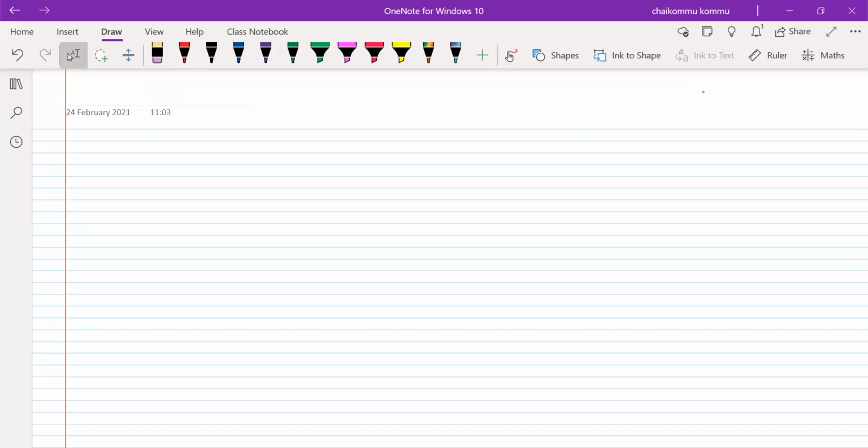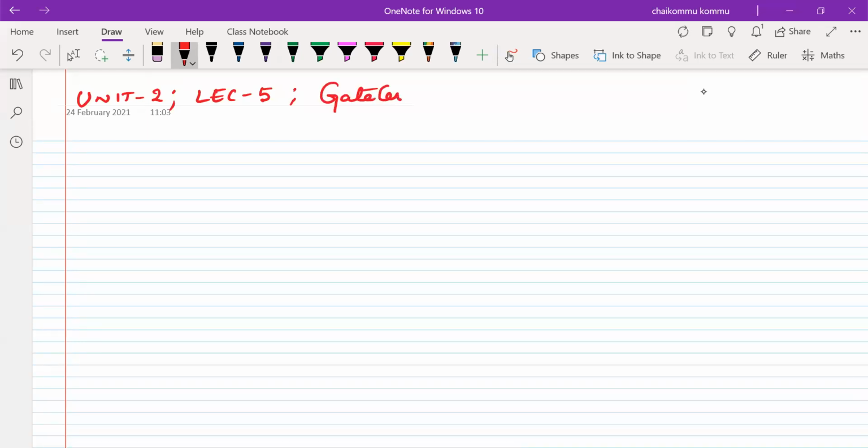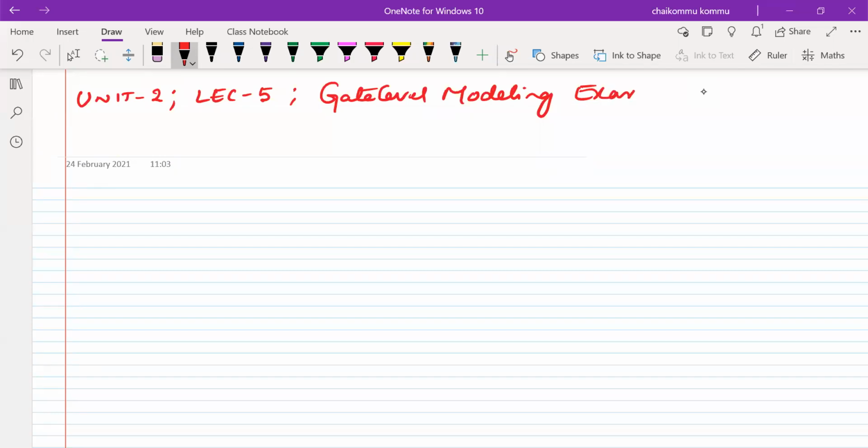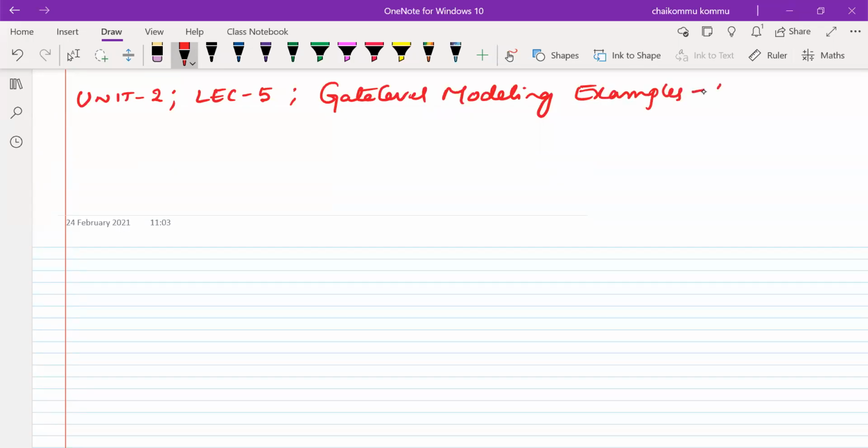Okay, this is unit number 2, lecture number 5, gate level modeling, examples 4. Okay.